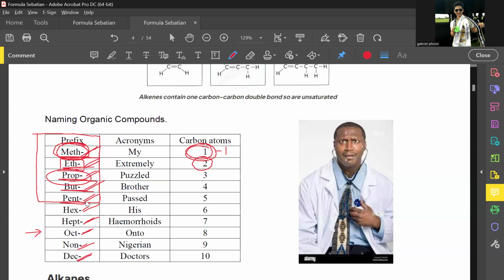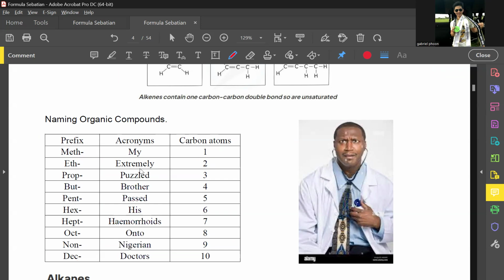So if you guys have a problem remembering which one is which, you can go for the acronyms that I have provided for you. It's just a guided option. You can have your own way to remember it. For me, it's my extremely puzzled brother passed his hemorrhoids onto Nigerian history. Whichever way that you like. I think maybe your school teachers might teach you something different. Maybe your friends might give you some funny ideas as well. It doesn't matter whatever you use, just make sure you use something to remember it, because you will be tested on this.